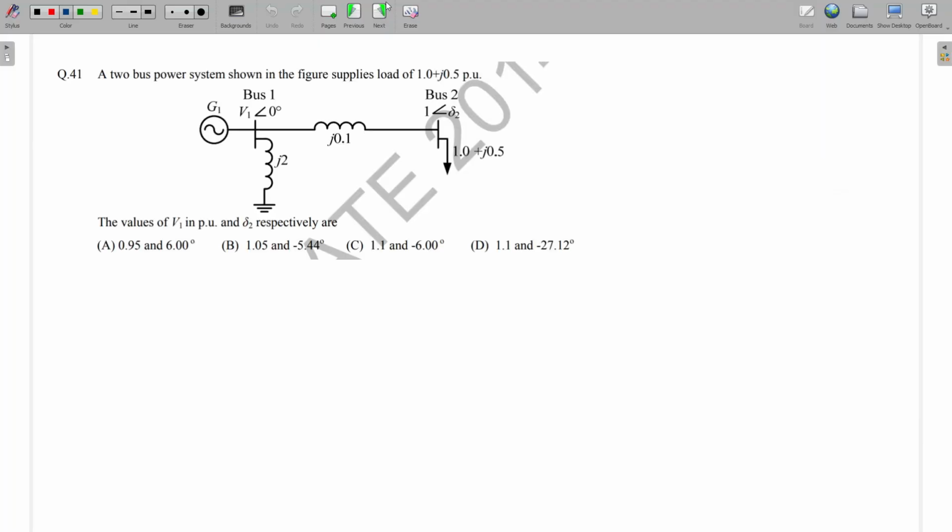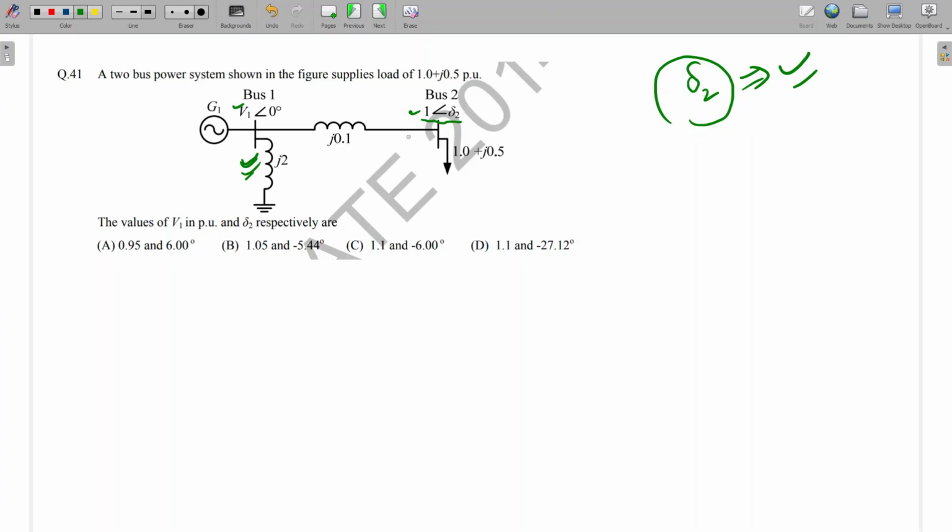So this is the next question, from GATE 2014. Here an extra thing is given in the question; no need to take care about this. Bus 2 angle is given as 1 angle delta 2 and bus 1 is V1 angle 0. So what should be the value of delta 2? Should it be negative or positive? Can anyone tell? Negative, because power is flowing from here to here, and power always flows from a higher angle to a lower angle. So delta 2 should be negative here.